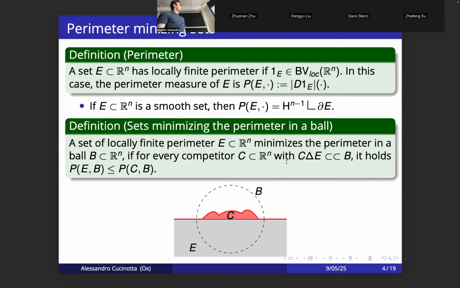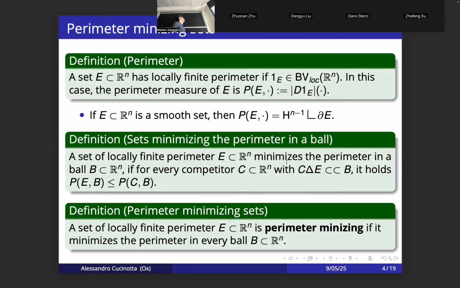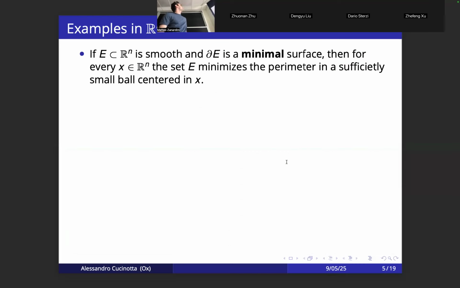Perfect. So these are sets that minimize the perimeter in a fixed ball. What we care about is sets that minimize the perimeter in every ball. So if we have a set of locally finite perimeter E, we say that it is globally perimeter minimizing, or simply perimeter minimizing, if it minimizes the perimeter in every ball in R^n. So this is a much stronger condition. All right, so let's have a look at some examples in R^n to get a feeling of what's going on.